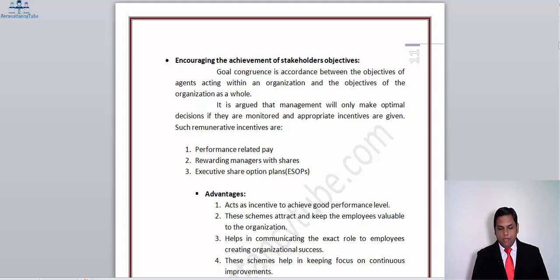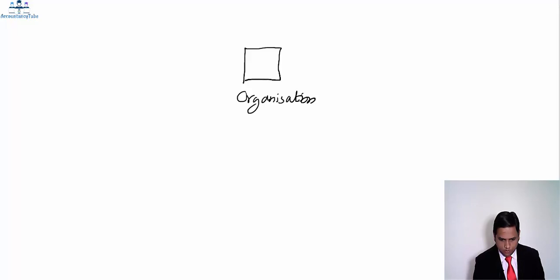If you come to page number 11, you will see the first topic of this video, that is encouraging the achievement of stakeholders' objectives. Now before going into this topic, I need to draw a diagram for you so that you may have a better understanding about this topic. So suppose there is an organization or company.